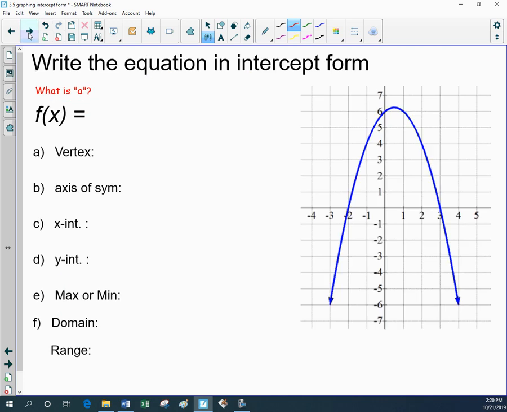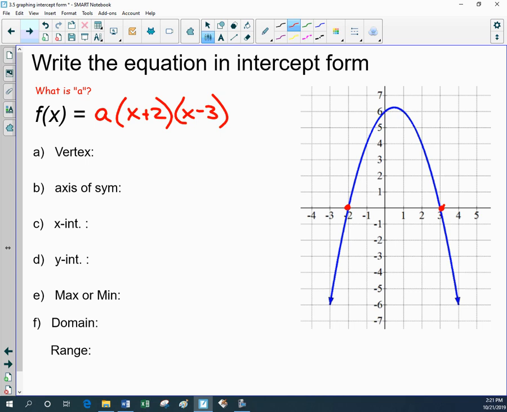Okay, all right, so now let's try this one. So this time if you look, the vertex is not at a point where the grids meet. So this time we've got to do a little bit of work to find the vertex. But we do know what the intercepts are. So the intercepts are at -2 and 3. So when I write my equation, we're going to have y or f of x equals a times, and then since one of my intercepts is -2, it would be x plus 2. The other intercept is +3, so it would be x minus 3.